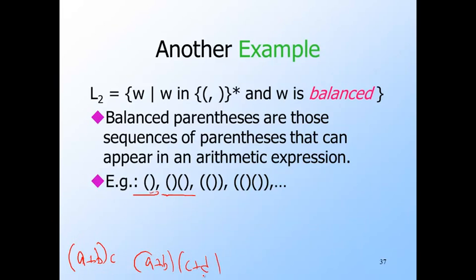Examples of strings that are not balanced are the right paren followed by a left paren. This is not balanced because no prefix of a balanced string can have more left parens than right parens. Obviously, there is no arithmetic expression that has this sequence of parentheses as its sole set of parentheses. Also, 3 lefts followed by 2 rights. It's not balanced because it has more left parens than right.